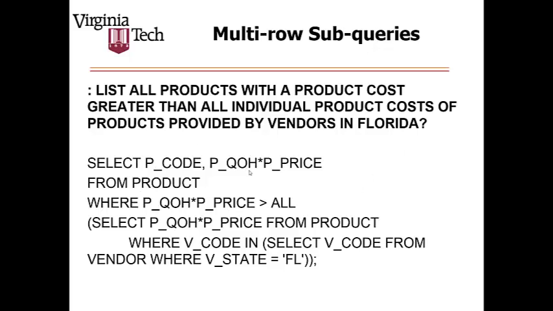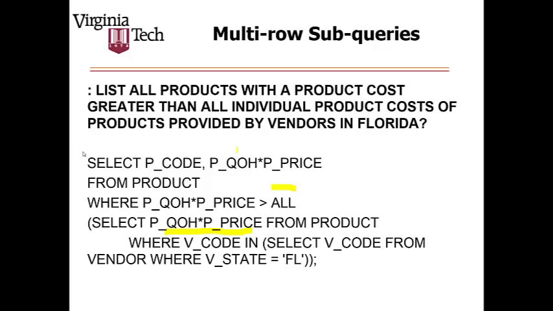So, select the P code and the quantity on hand times the price from product where the quantity on hand times price is greater than all of the results of that subquery. And you can see the result of the subquery, the single value returned by the subquery, is quantity on hand times price. But it's from a set of products that is different.